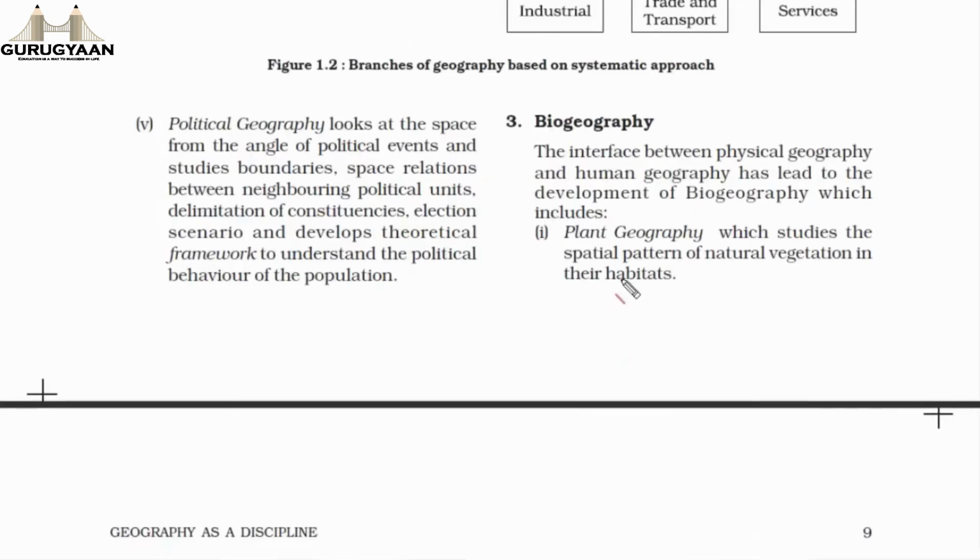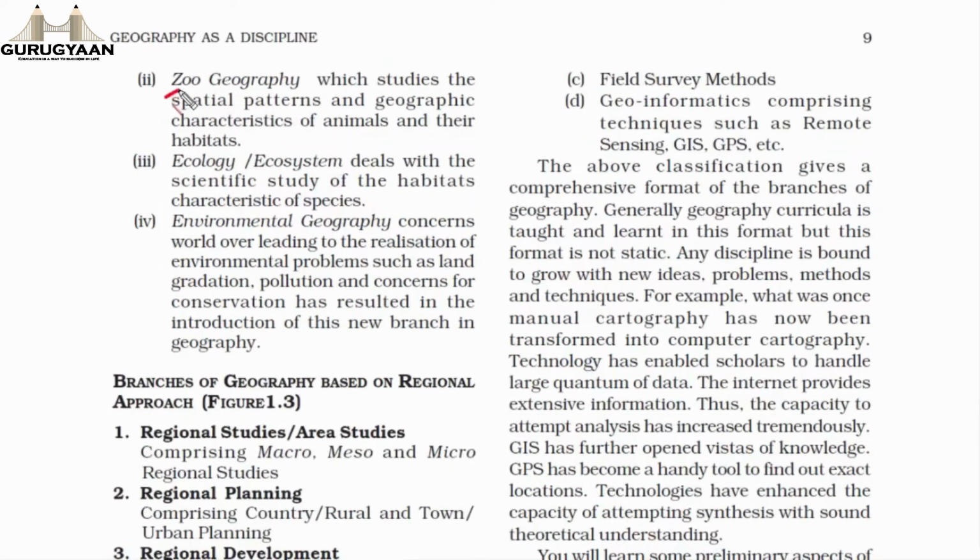physical geography. As I said, under biogeography we have plant geography, where we study the pattern of natural vegetation, plants. And then we have zoology or zoogeography, which studies the pattern and geographic characteristics of animals. And then we have ecosystem or ecology, as well as environmental geography. This all falls under biogeography. Again, we'll talk about all of this as we move forward in this textbook. For now, just have a look at it.